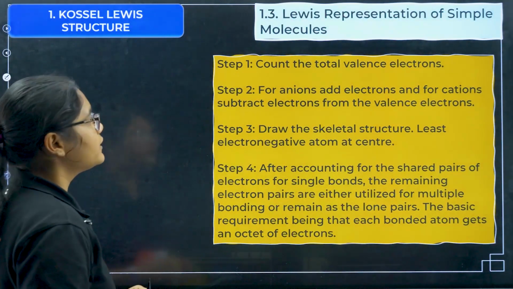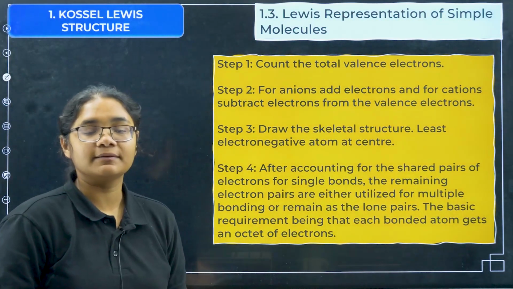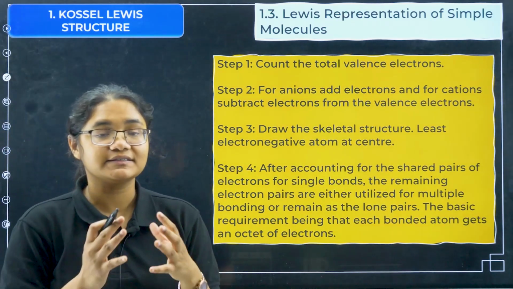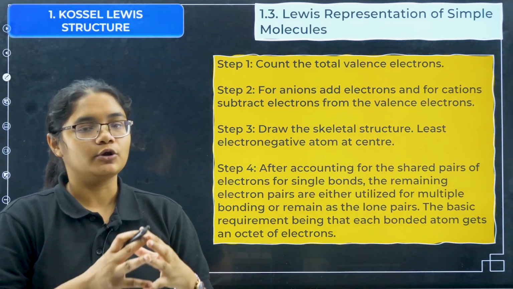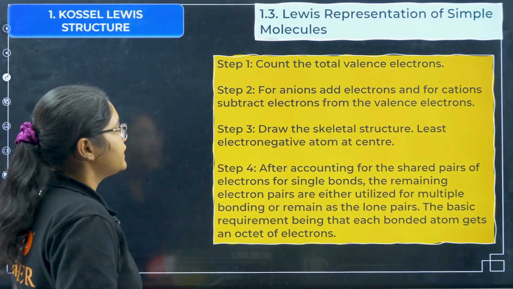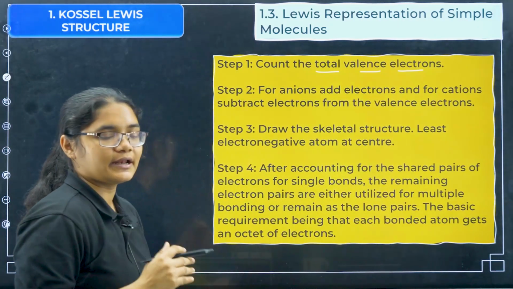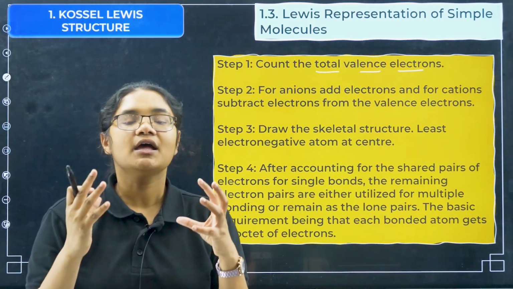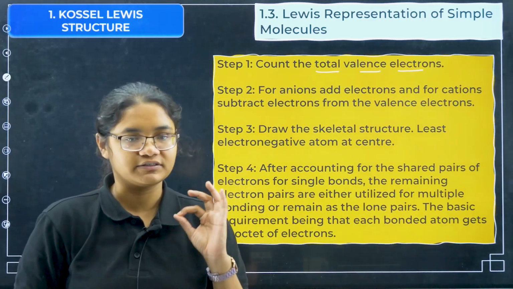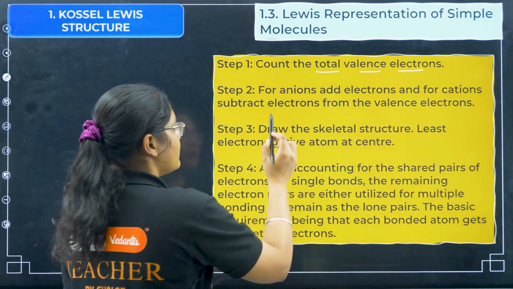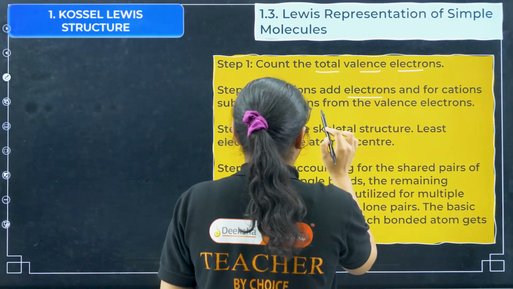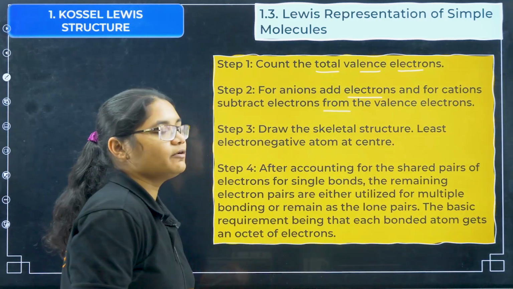Now what is the Lewis representation of simple molecules? How can we represent simple molecules using Lewis symbols? Here are some rules. First, count the total number of valence electrons. In an atom, what is the total number of valence electrons, that you have to first calculate. Next, for anions add electrons and for cations subtract electrons from the valence electrons.